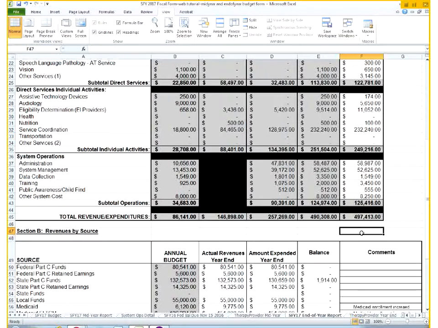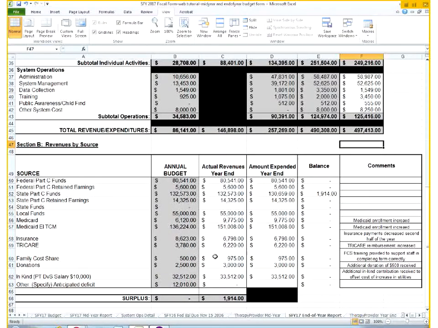Under Section B, revenue by source, let's scroll down and make sure everybody can see before I start talking. All right. So under revenue by source, once again, we have our annual budget. So going back to the initial budget, this is what we said, okay, well, the federal Part C money we're going to get for our program and the state Part C money is going to be this. This is what we got was listed on our contract that we're going to get for federal funds, for state funds. This is what we had carried over from the federal funds as well as the state funds. And this is how much we anticipate we're going to get in local funds, Medicaid, EITCM insurance, Tricare, so on and so forth.